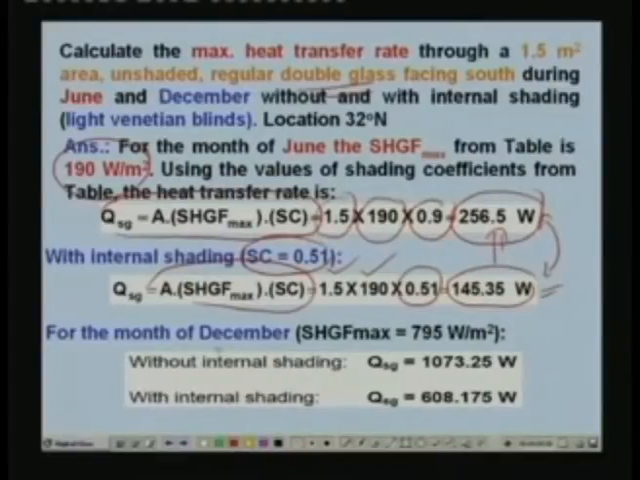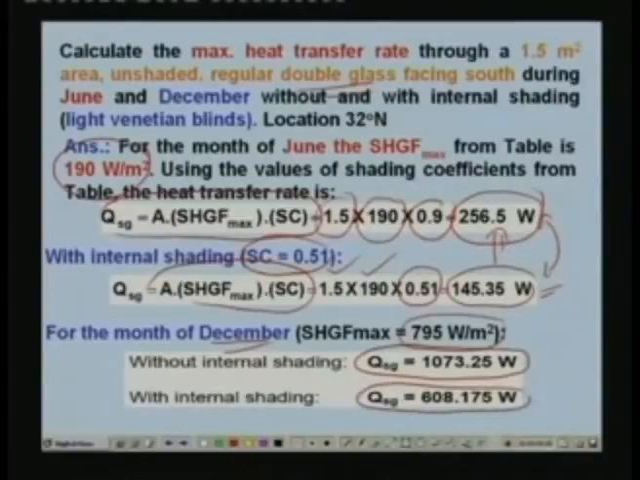If you do the same thing for December, the SHGF max for December is 795 watt per meter square. Without internal shading, Q is 1073.25 watts. With internal shading, this is 608.175 watt. Again you can see here that because this is a south facing glass, the energy transmitted during summer is much less, whereas it is much higher during winter. Of course, obviously during winter you should not use any internal shading because you want this, whereas during summer you should use internal shading because you do not want this.